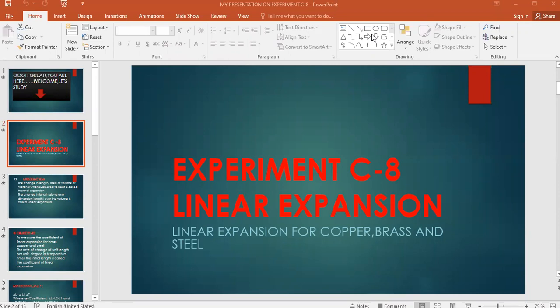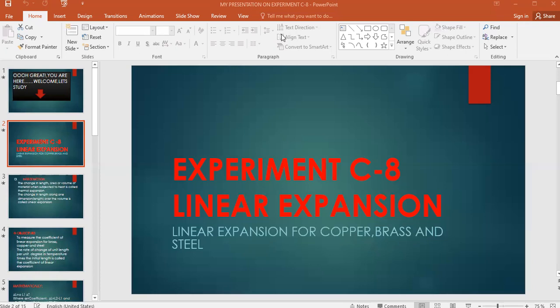Today we are going to look at experiment C8, that is a linear expansion experiment. We are going to determine the expansion coefficient for these three metal rods: copper, brass, and steel. So we are going to start by looking at how this experiment can be done, and it will help us to get the data and do the analysis.